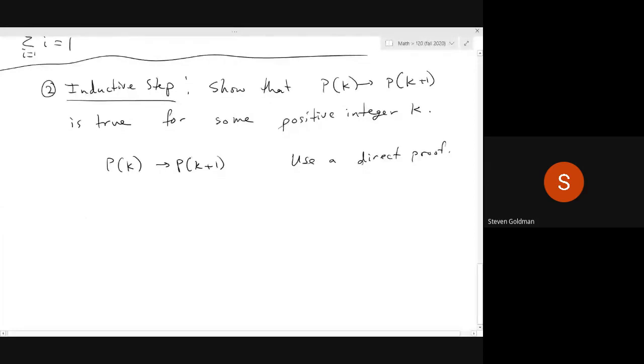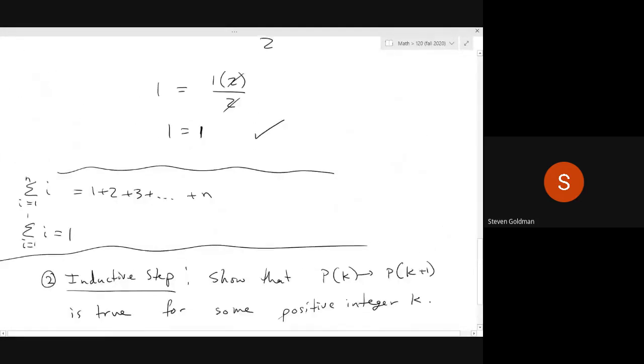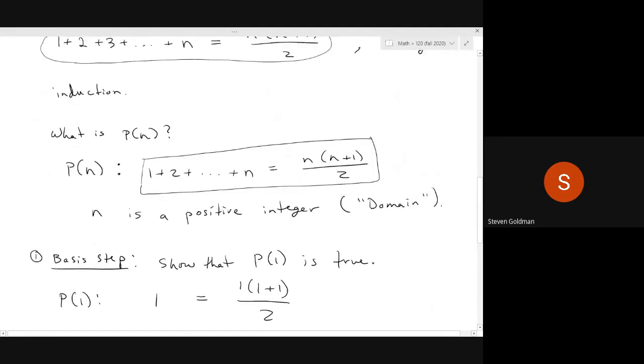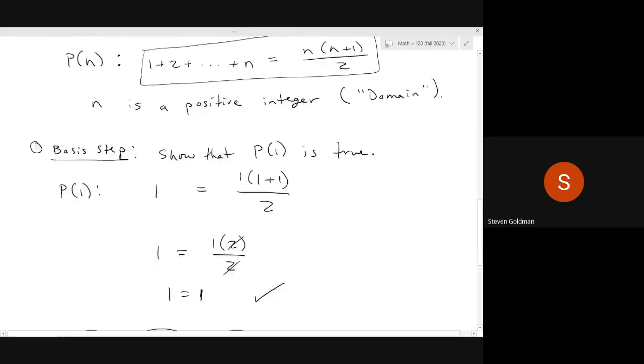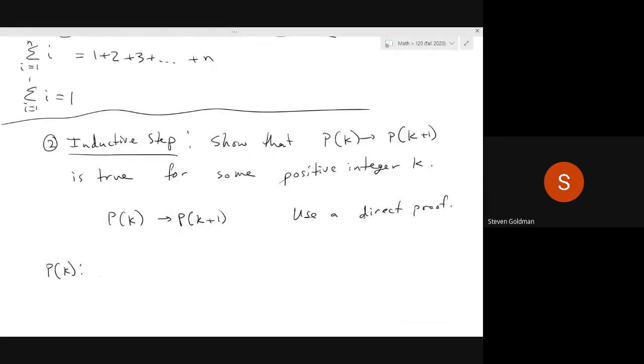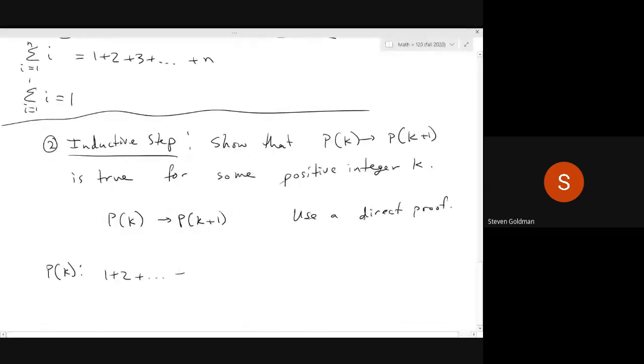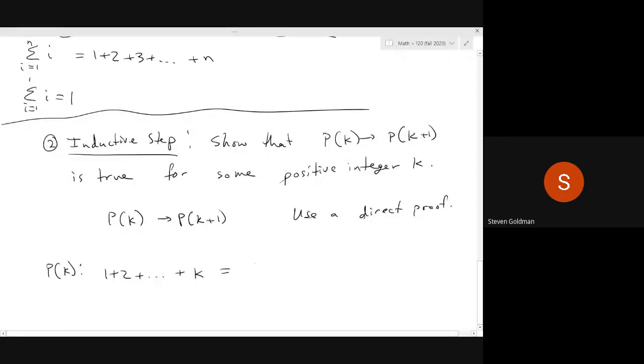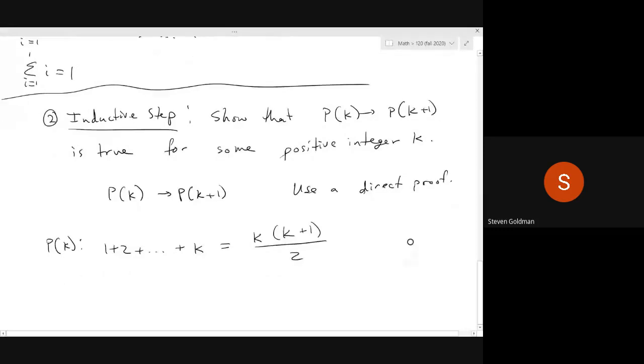Okay, let me start by writing down what P of k and what P of k plus 1 actually are. What is P of k? To figure out what P of k is, I'm going to go back to what P of n is. P of k is just P of n, I just take out the n and replace it with k, right? It's a propositional function. Just replace n with k. So P of k will be 1 plus 2 plus ... all the way up to k, whatever k is. And that will equal k times k plus 1 over 2. So I'm just replacing n with k.